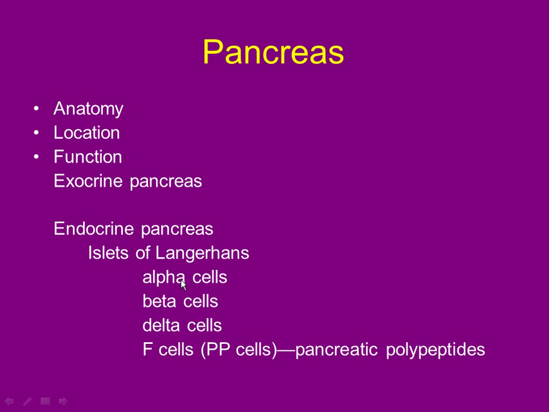So there are 4 types of cells in the islets. The islets are isolated. Your pancreas, it's about 99% there for exocrine. 1% is there to make these hormones. And the 4 cells you absolutely positively have to know are first the alpha cells.